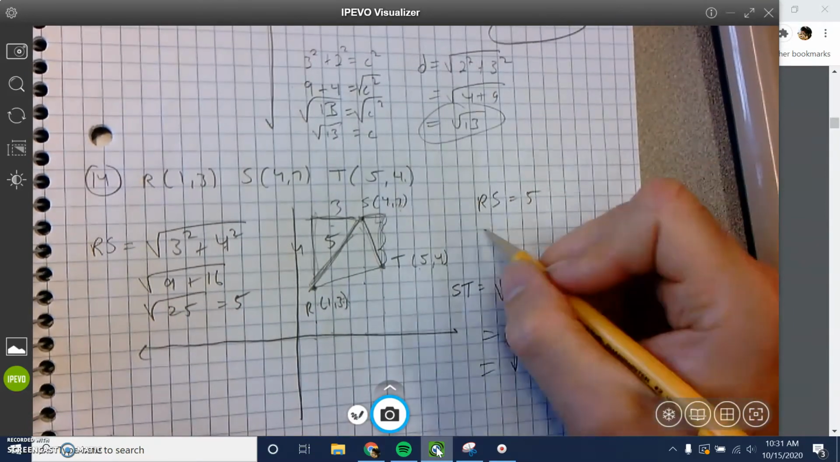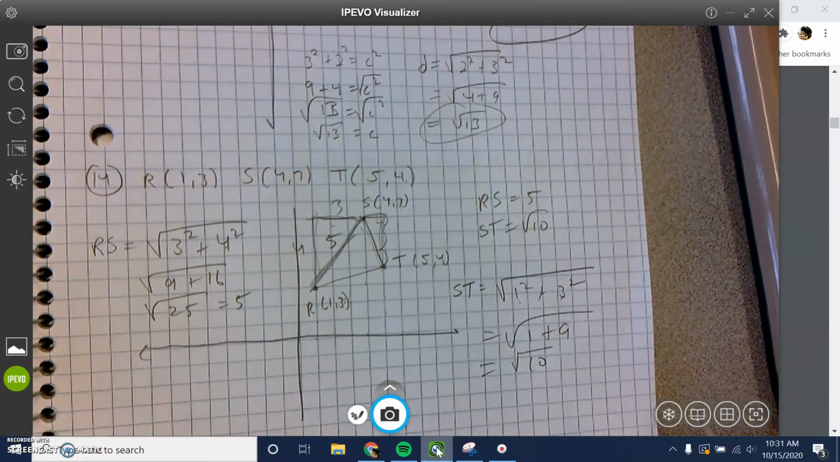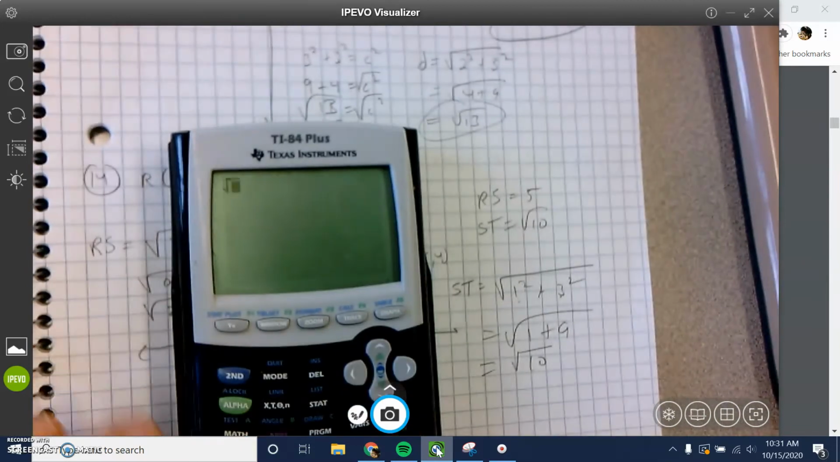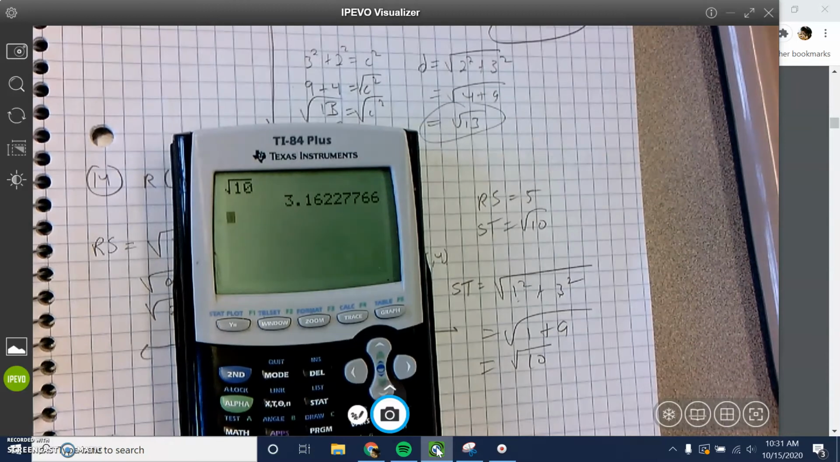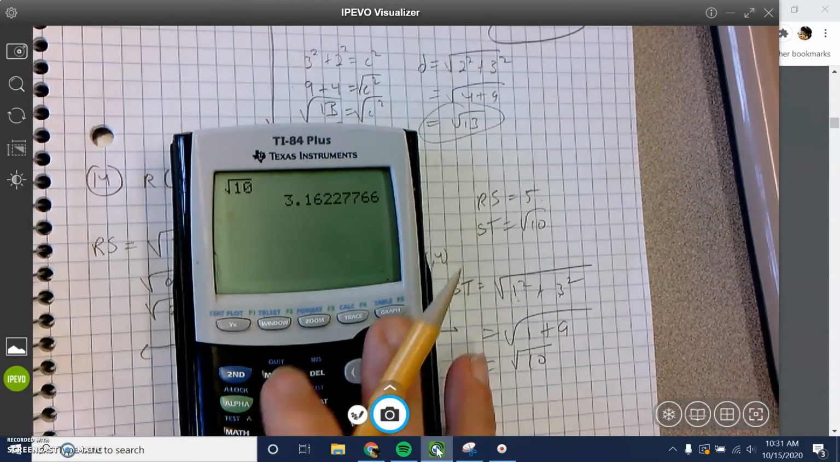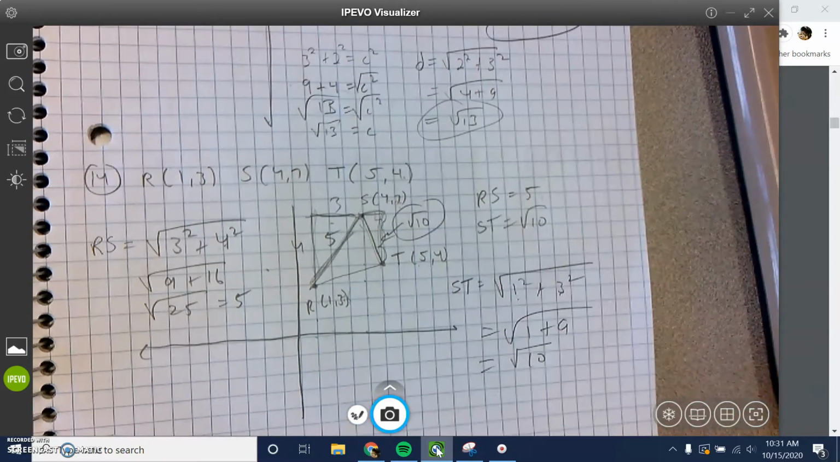Okay, so it's not equilateral. I know that right now. So ST is square root of 10. If you want to know what square root of 10 is, that's an irrational number. You just type it in a calculator like this, square root of 10, and you get 3.16222, something like that, which is not 5. So it's not equal. So this is square root of 10. Label your picture. Always label your picture.